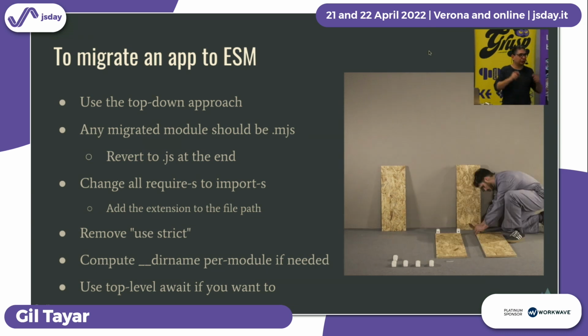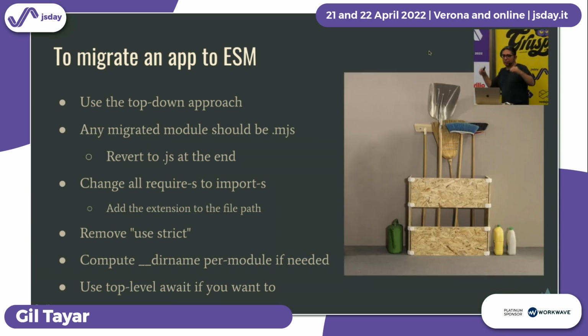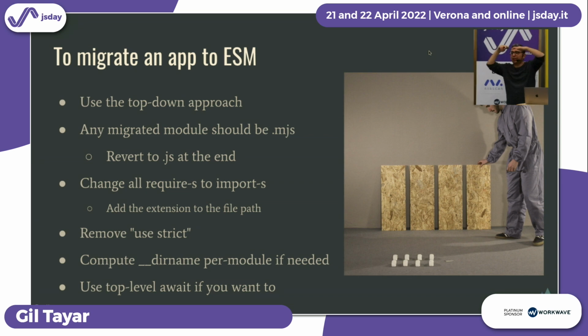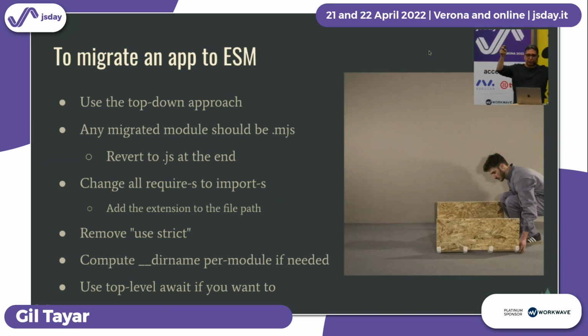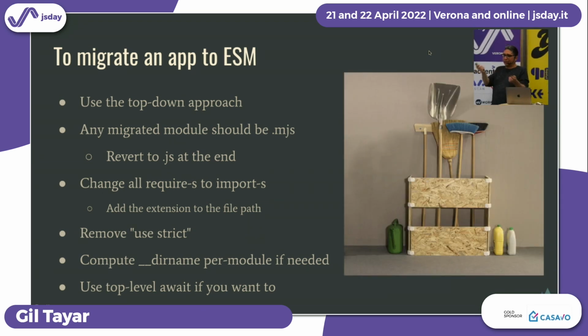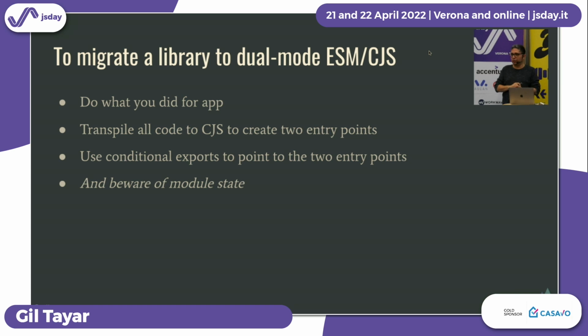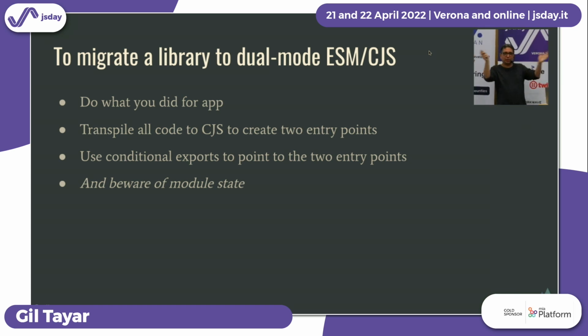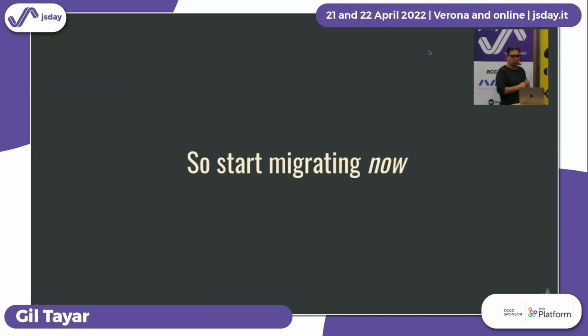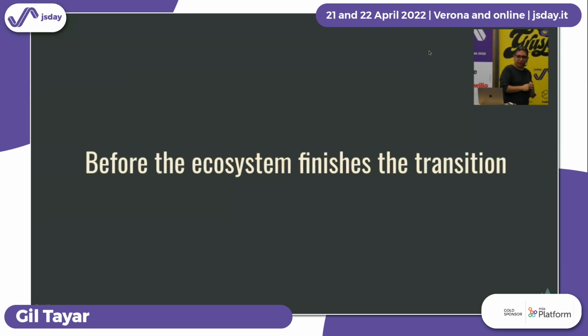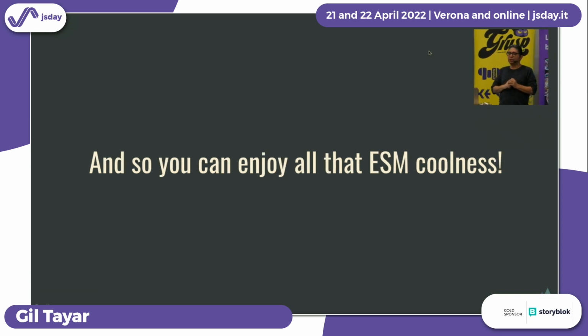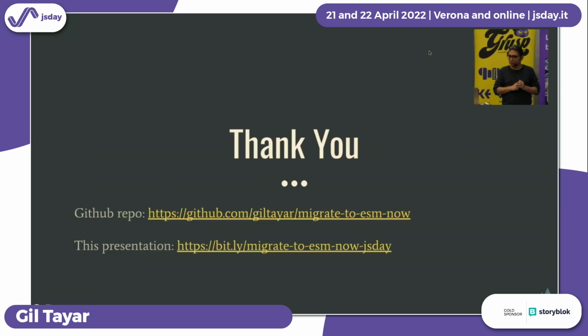And to migrate, use top-down. Any migrated module should be MJS. Change all the requires to imports, remove use strict, compute your name, use top-level await if you're done. Do the same thing for pure ESM. And if you want to do dual mode, you have to transpile and create a separate library and use conditional exports to make it work. So start migrating now before the ecosystem finishes the transition, and so you can enjoy all that ESM coolness.